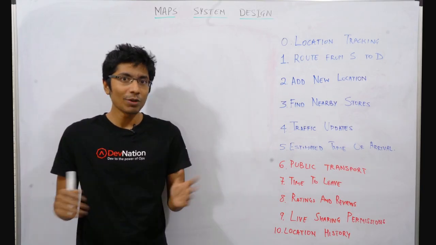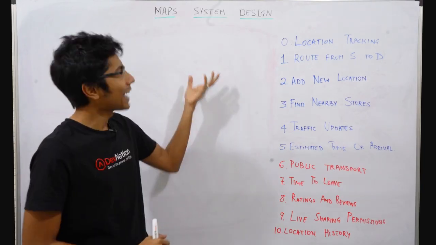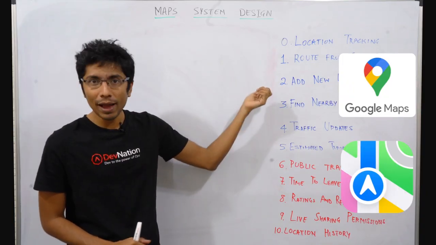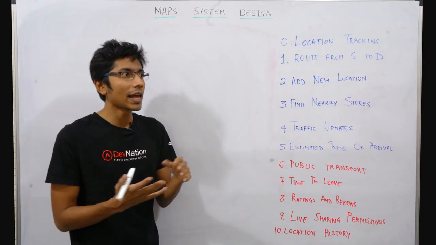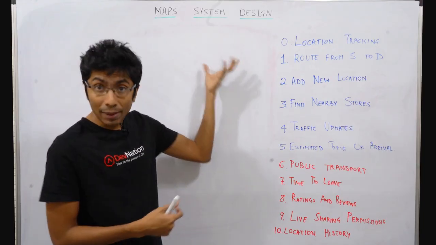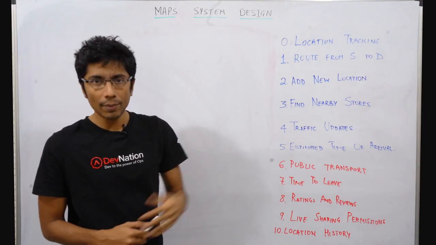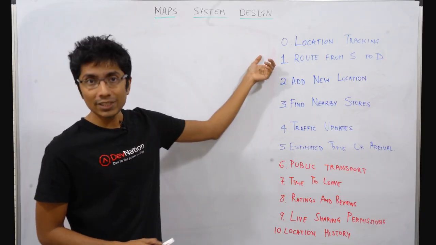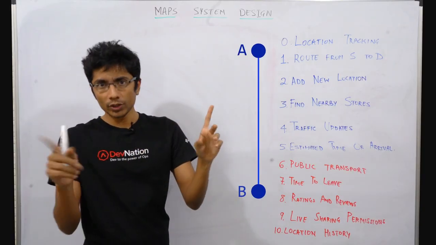Hi everyone. Now we'll be talking about the system design of a map application. Most of you must be using Google Maps, but there's also Apple Maps and a lot of applications like Uber, Swiggy, Zomato. They use map applications or their own versions of map applications to build estimated times of arrival and also provide the best possible routes from a position A to a position B.